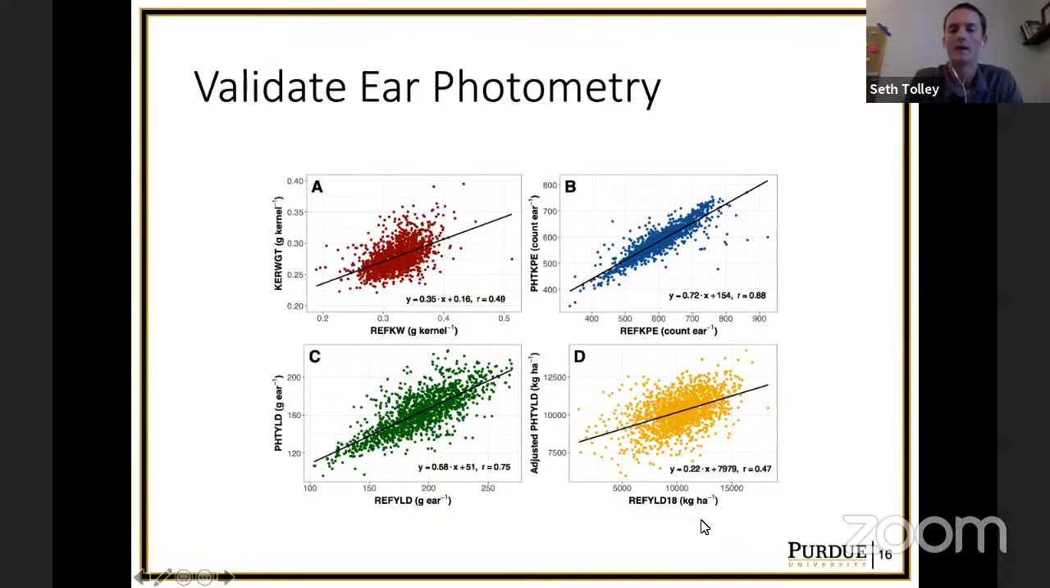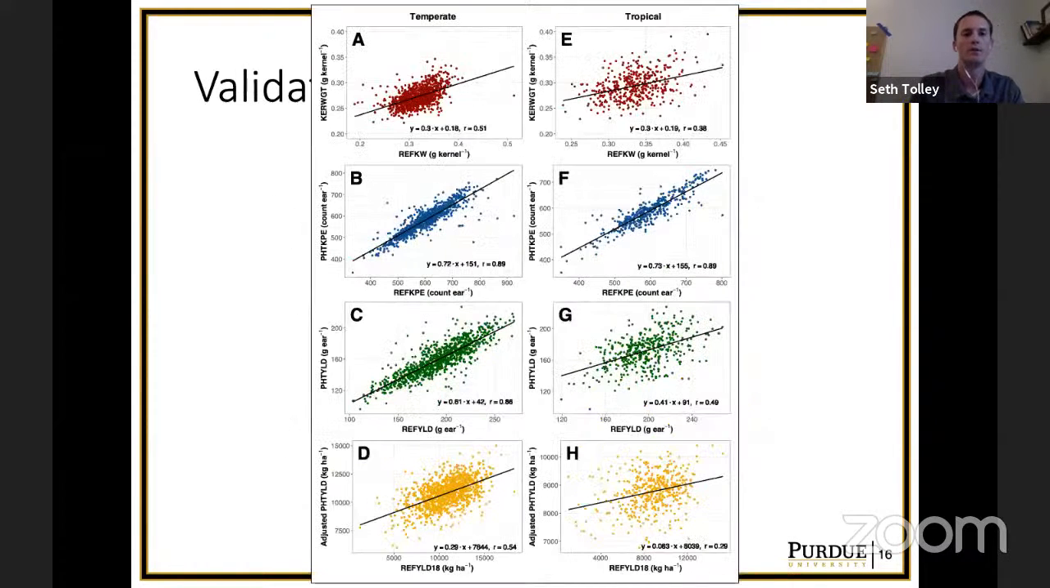Finally, then in looking at panel D, you can see our reference yield on a plot basis as measured by a combine. And then we had adjusted phenotype, or adjusted yield on the y-axis. And this was adjusted for stand count. We wanted to look to see if there was a difference between the temperate and the tropical germplasm. And what we found was for kernel weight and yield, we did have a lower prediction accuracy in our tropical germplasm compared to our temperate germplasm.